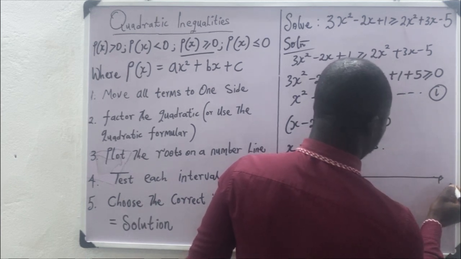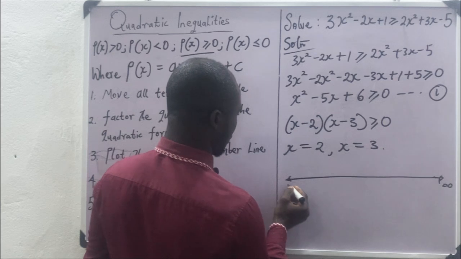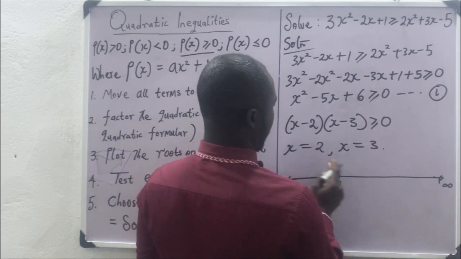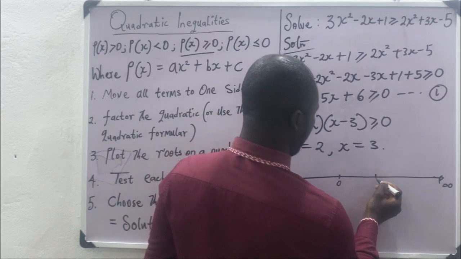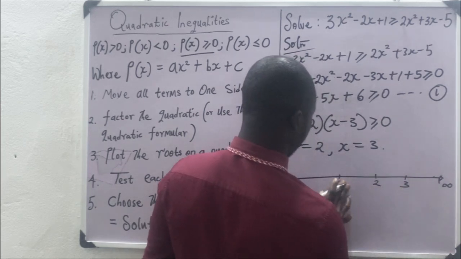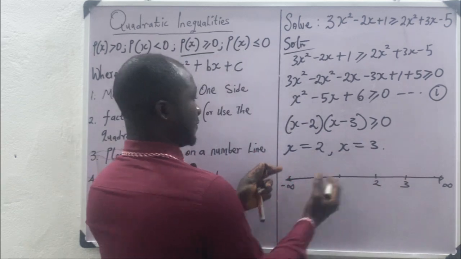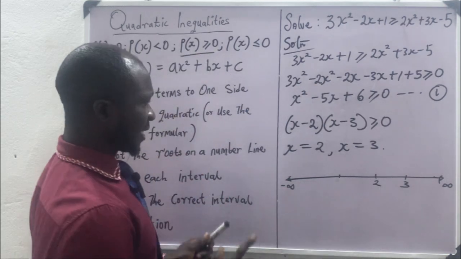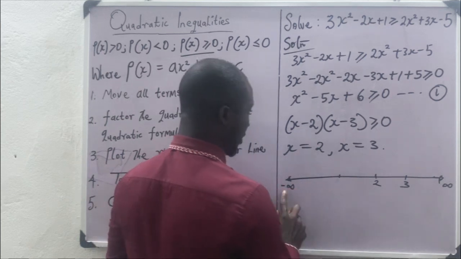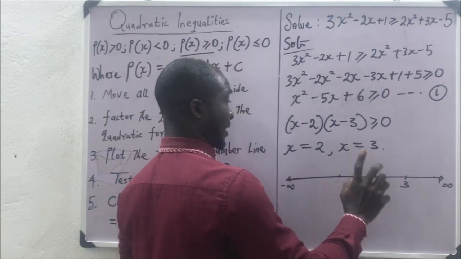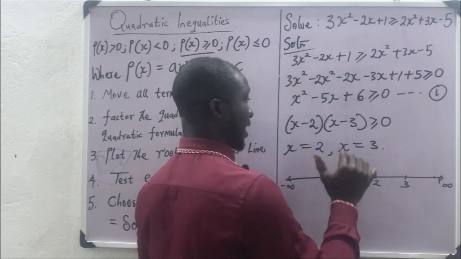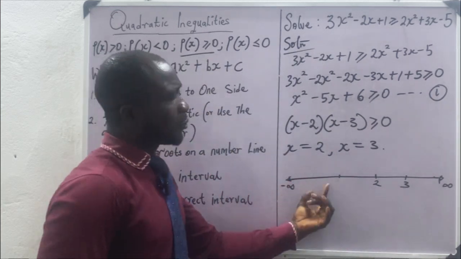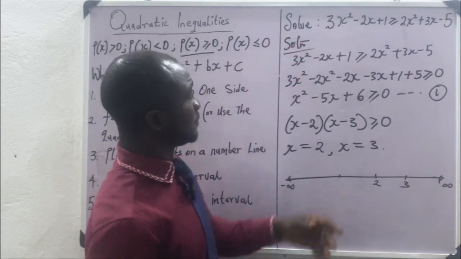We have positive infinity here, and we also have negative infinity here. Suppose this is 0 here, then this is 2, and this is 3. So these roots have partitioned this number line into 3 intervals. The first interval ranges from minus infinity to 2. The second interval ranges from 2 to 3. And the third interval ranges from 3 to positive infinity. So we're going to check whether these intervals satisfy the given inequality.